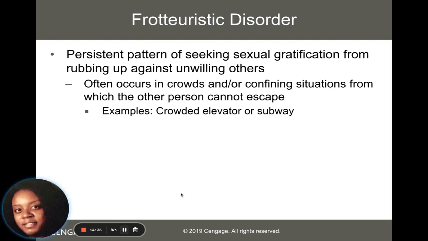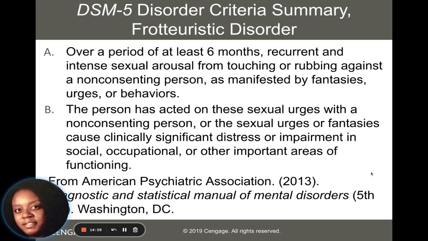The next disorder we're going to discuss is frotteuristic disorder. This involves a persistent pattern of seeking sexual gratification from rubbing up against a person who's unwilling. This could be very problematic. It occurs often in crowds or confined spaces where people can't escape, such as an elevator, a subway, a concert. Here are the DSM criteria for frotteuristic disorder as well.